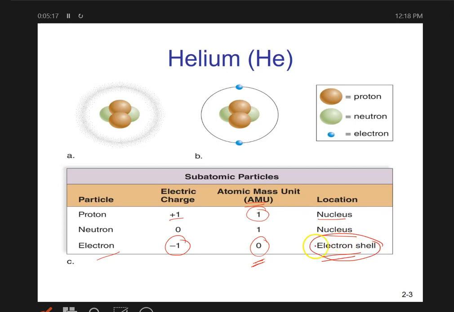Let me explain what electron shell is. If we see the helium atom, you can see the central cluster of the proton and the neutron, right? Here is the proton, here is the neutron, and around this, orbiting the nucleus, are the electrons in what is called the valence, the electron shell or electron cloud. All right. So approximately here we can see the location of the electron.